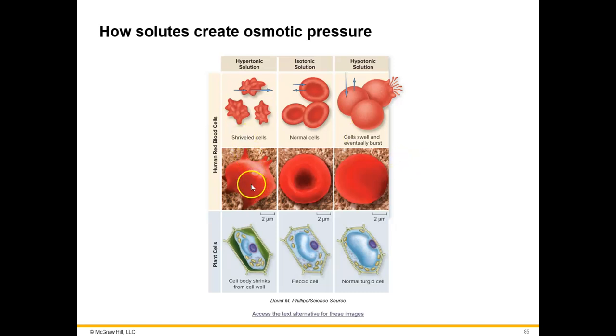And then here you can see what that looks like under a microscope. Our shriveled cells, normal cells, and hypotonic cells. And then with plant cells, here's the example of hypertonic, meaning more solute than water, isotonic, meaning balanced, and hypotonic, meaning more water inside the cell than solute.